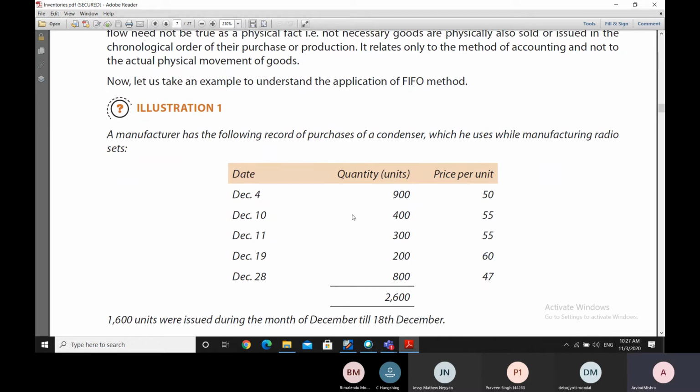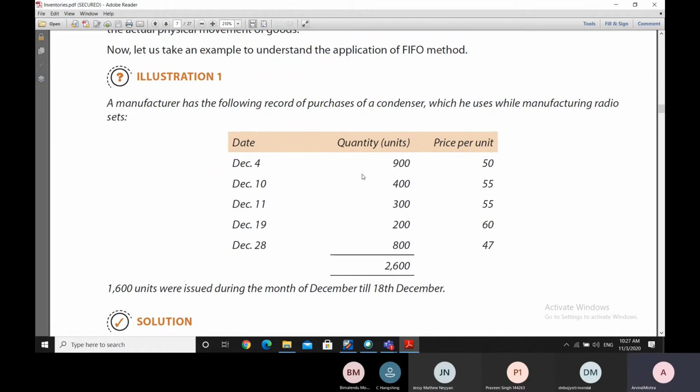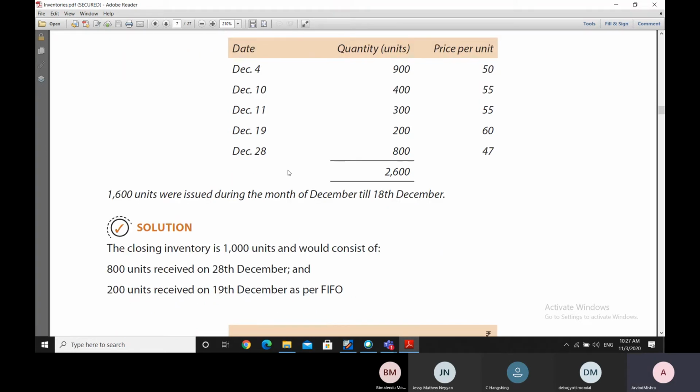So if we take an example of the FIFO method, a manufacturer has bought certain goods of certain quantities at a certain price, and the total quantity purchased is 2,600 on various dates. Now he issues 1,600 units during December till 18th of December. So we have to find the closing inventory.